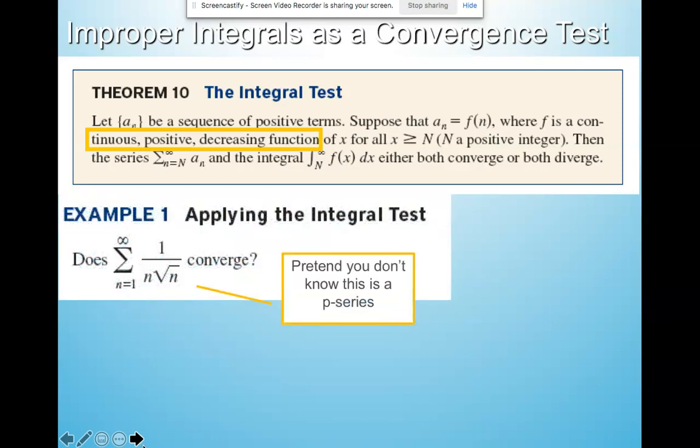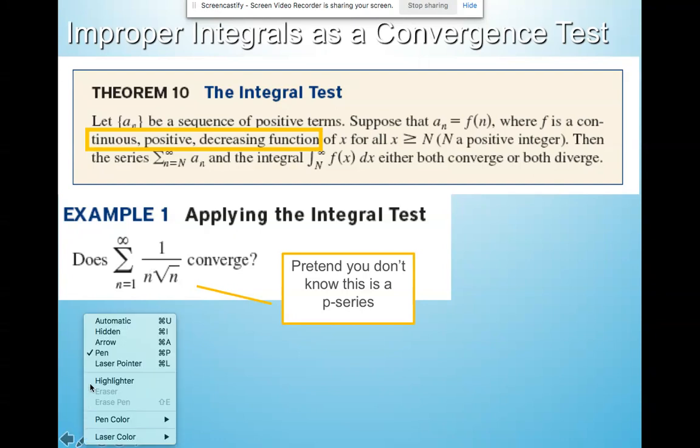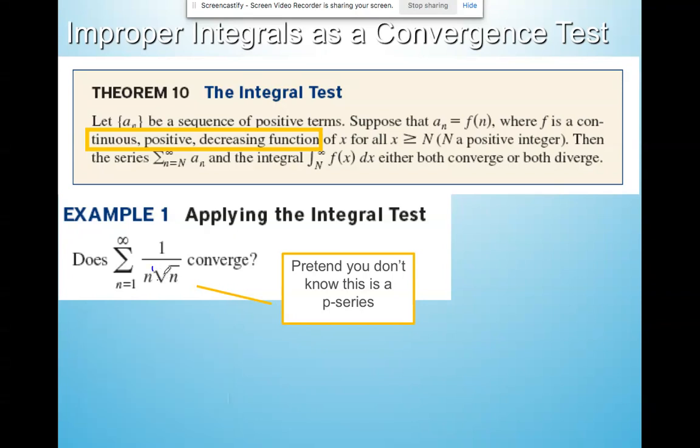So let's do one. Does this integral converge? Now pretend you don't know that's actually a p-series, right? That's n to the first and n to the 1/2 times n to the 1/2. That's really n to the 3/2, right? Pretend you don't know that yet. I'm going to ask you to do the integral test on it.